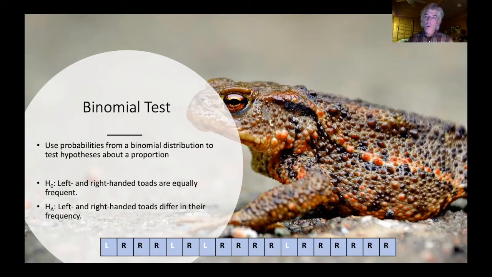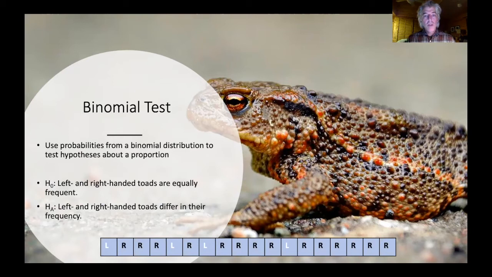Okay, and so we're going to work through a binomial test using our example of the frequency of left and right-handed toads in the population. If you recall, the null hypothesis was that left and right-handed toads were equally frequent in our population. The alternate hypothesis, on the other hand, was that left and right-handed toads differ in their frequency in the population. The researchers went out and they measured handedness in 18 different toads and observed that 14 out of 18 toads were right-handed, while 4 out of 18 toads were left-handed.